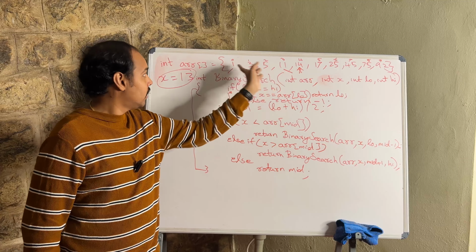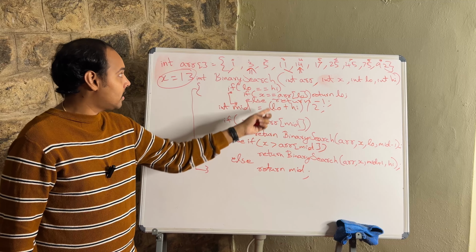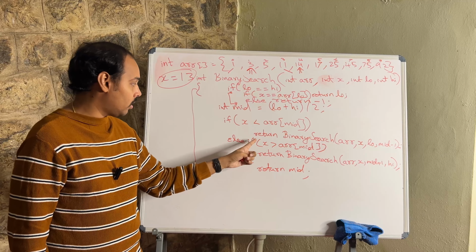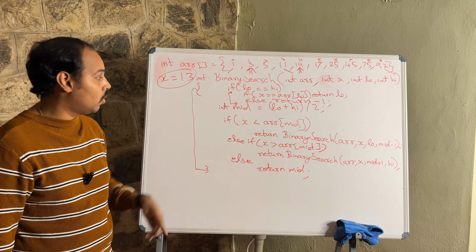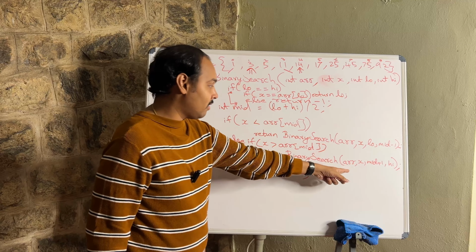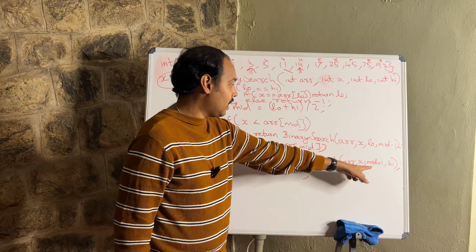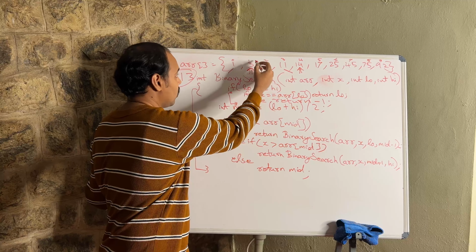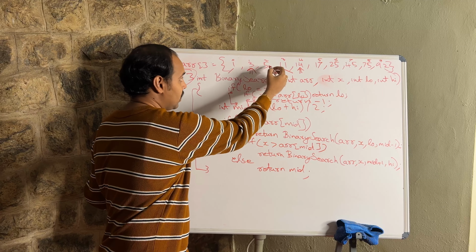Now what do we see? Whether x, which is 13, is less than 3 or greater than 3. So here 13 is less than 3. No, it's false. So 13 is greater than 3. Yes, it's true. So what do we call? We have the same binary search call, but instead of searching the whole array, we are going to search from mid plus 1 to high. Now the new low is mid plus 1, which is nothing but 2, the second index. So this is the new low and this is high. Now we again come to the new function call.